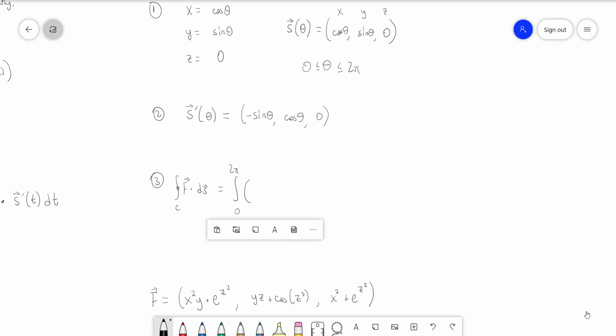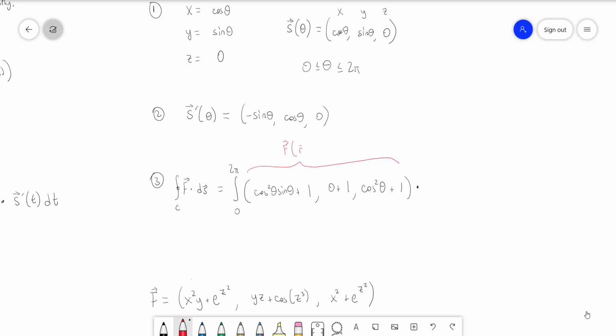So x will be replaced with cosine, y will be replaced with sine, so it's cosine squared theta times sine theta plus e to the 0. Next, z is 0, so cosine of 0 is 1. Here x squared is cosine squared, and z is 0, so e to the 0 is 1. This is the vector field F evaluated along the parameterization that we chose. And then we're doing the dot product with, whoops, I keep using R, but I want to use S, the derivative of our parameterization: negative sine theta, cosine theta, and 0, and then d theta.